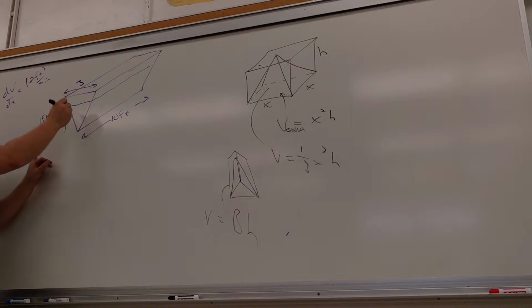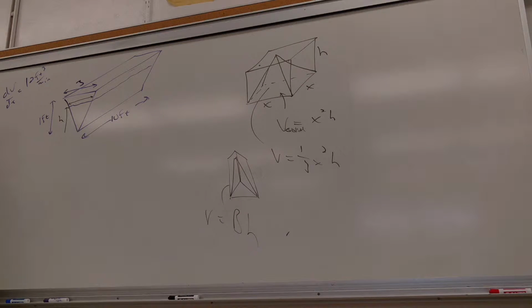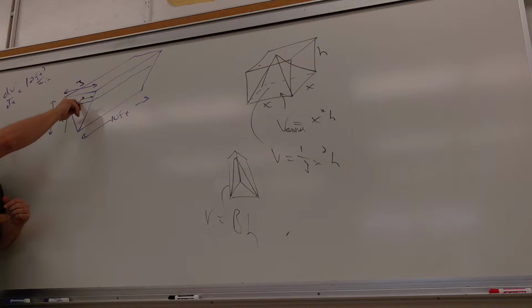And what else do I need to know? Radius? Well, not really a radius, but just the base length, right? The area is half the height times the base, half height base. So I need to know what that is in general, right?